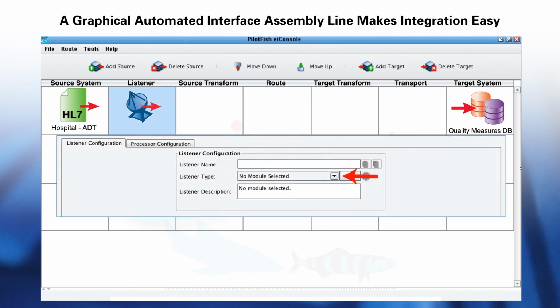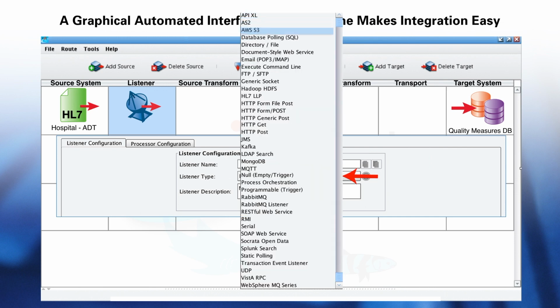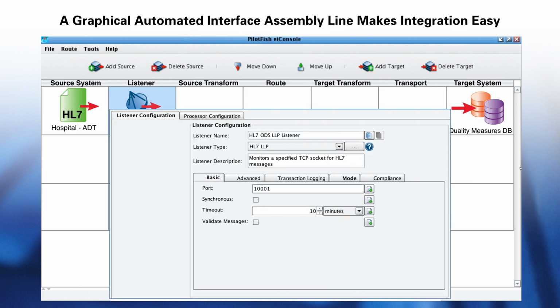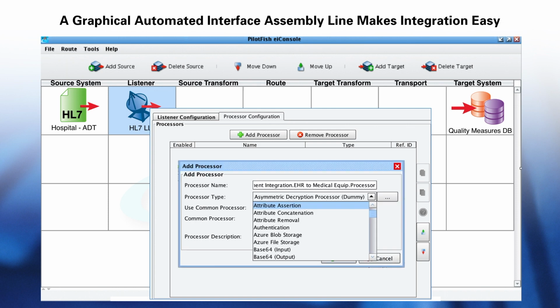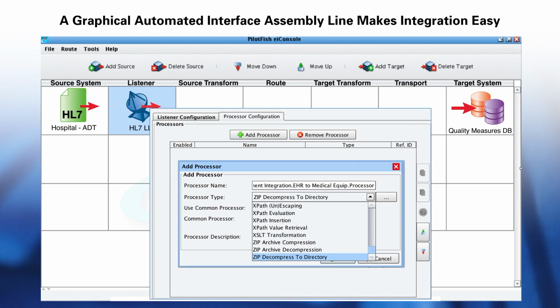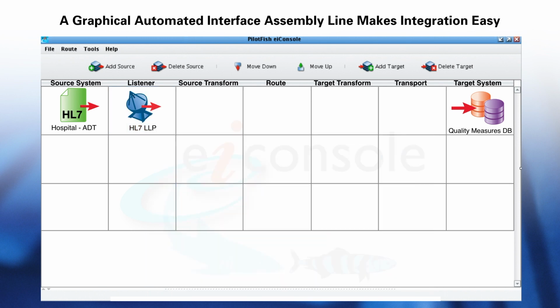The listener stage is where you establish connectivity by selecting from a drop-down of dozens of built-in connectors. To make it easy, each has its own pre-configured panel with commonly used default settings. The listener stage is also where users have the ability to add processors. Processors can perform operations that affect the incoming data stream. PilotFish includes over 100 processors ranging from A to Z, anything from asymmetric decryption to zip decompression. Processors can be layered in any order, and again, you can easily add your own.